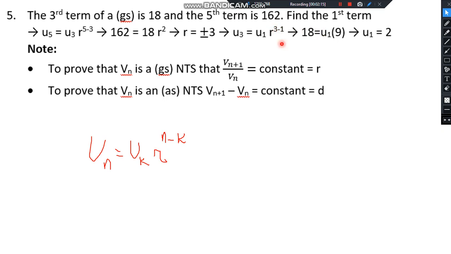The most important thing: if you want to prove that Vn is a geometric sequence, you need to show that Vn+1 over Vn is a constant number r, which is called the common ratio. For an arithmetic sequence, you need to show that Vn+1 minus Vn is a constant.